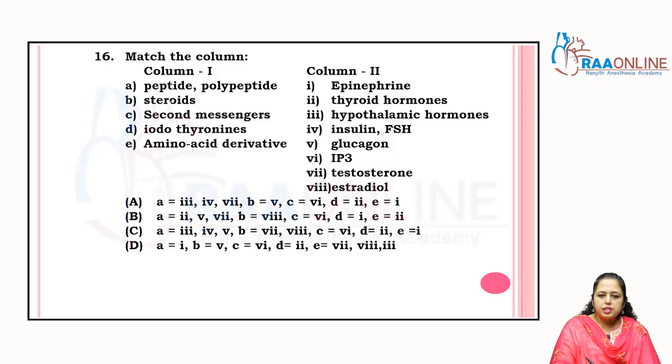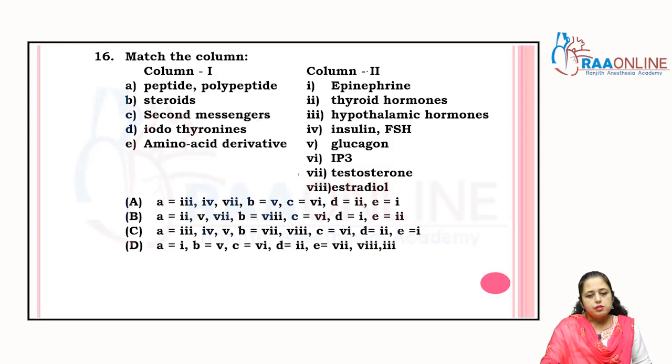Match the column, that is peptide and polypeptide, right? In these columns, which hormones belong to that category? Epinephrine, no. Hypothalamic hormones, exactly. So they are the peptide and the polypeptide. A3. Steroidal, that is testosterone is steroidal.